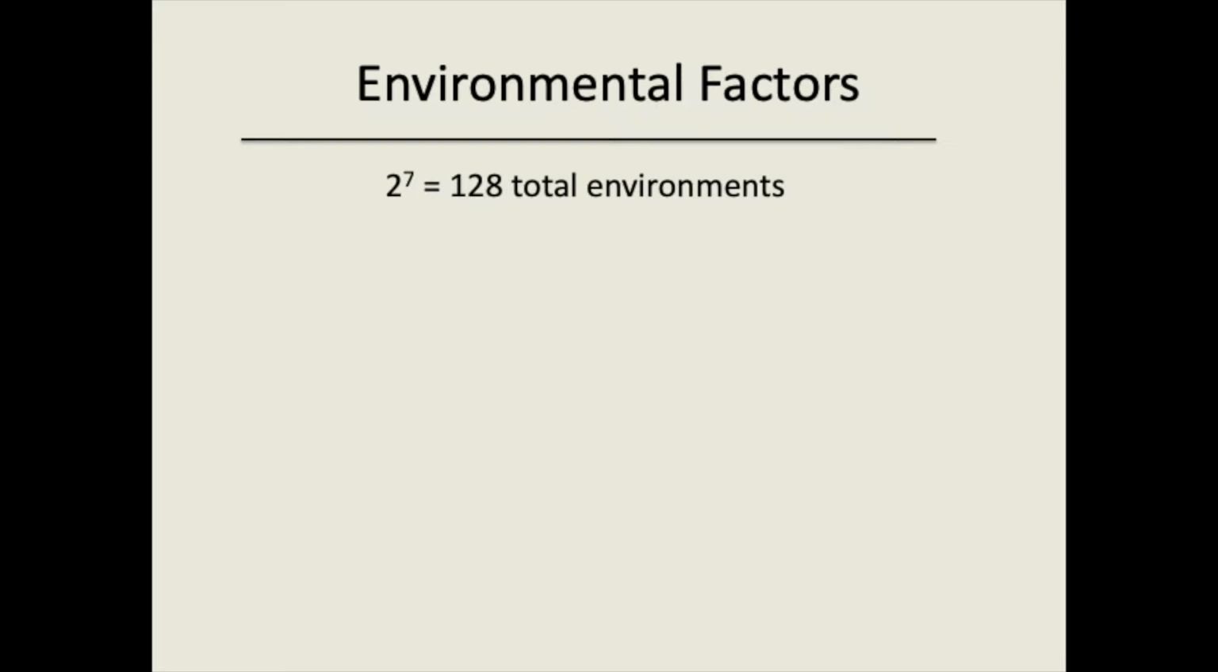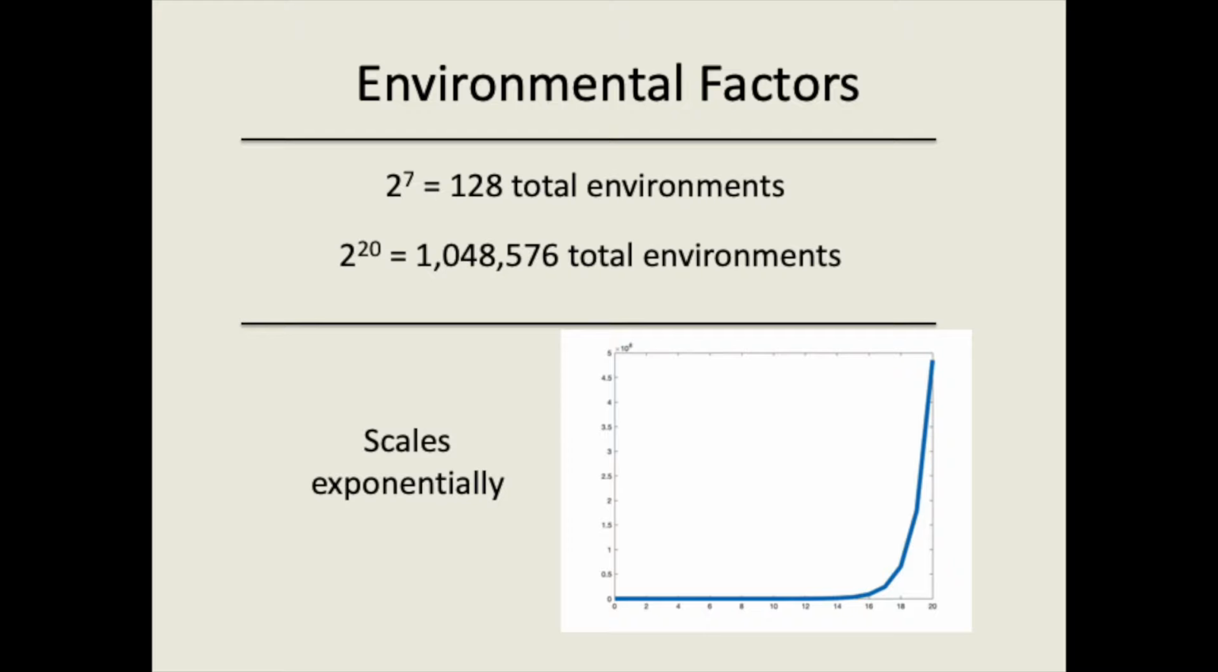Let's consider how many total input environments we could have. If we had 7 binary factors that could be in the environment or not, we would have 128 possible input environments. But if we scale this up to 20 factors, this jumps to over 1 million input environments. The reason for this sharp jump is that the combinatorial space grows exponentially. Therein lies the problem. There are simply too many input environments for us to study.